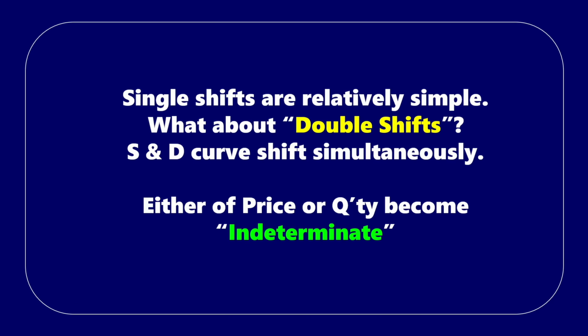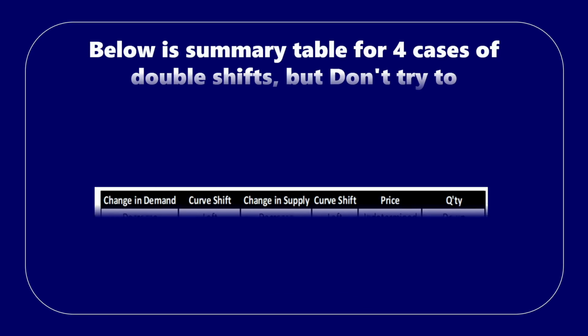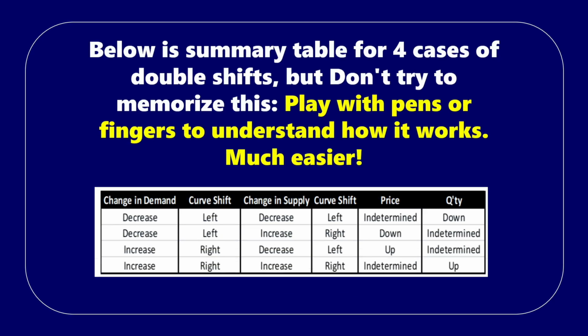Now, I hope you've gotten single shifts down, because this next part might be a little bit tricky. Let's talk about double shifts. In a single shift, price and quantity are both determined, but when demand and supply shift at the same time, they can push price or quantity in opposite directions. We often say one outcome is indeterminate. Indeterminate just means that one variable is certain and the other depends on which shift is stronger.